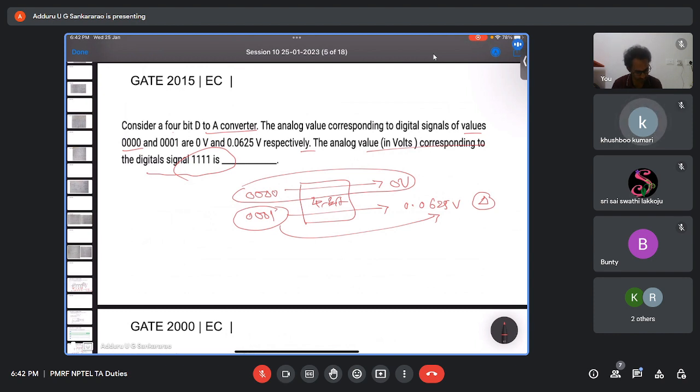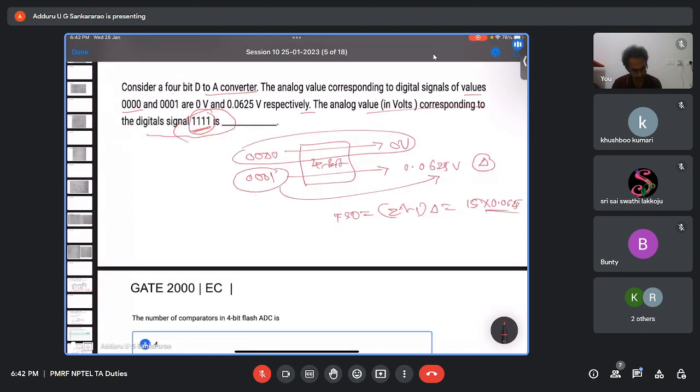So what is the output? Any output you can calculate. Actually, they are asking full scale output, right? All four ones means definitely it is full scale output they are asking. So 2 power n minus 1 into the step size you can find out. 2 power n minus 1 is 15. 15 into 0.0625 something.